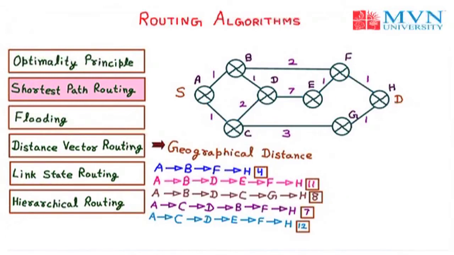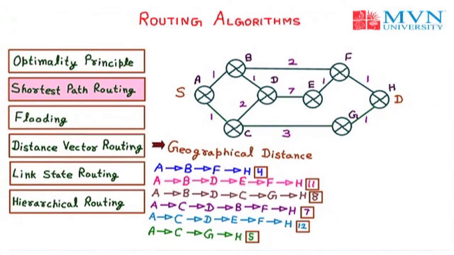The next and the last path from the source to destination is from A to C, C to G, G to H. And the total geographical distance is: A to C is 1, plus C to G is 3, plus G to H is 1. That is equal to 5.